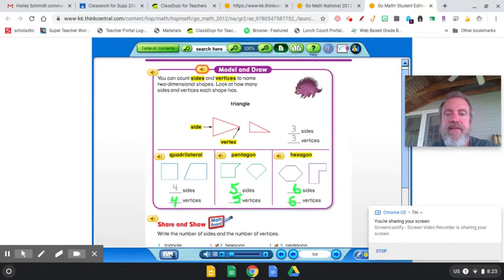Why don't you stop the video and fill this all in, because it will help you when you go to do your work in a little bit. So stop the video, pause it, and fill those in. I'm going to keep going. You can unpause when you're done.